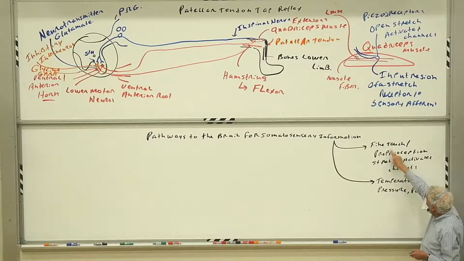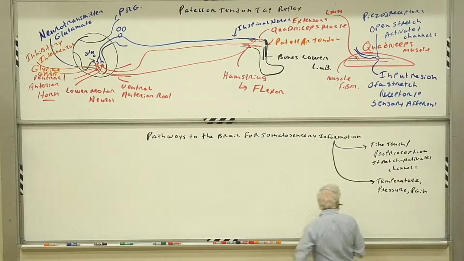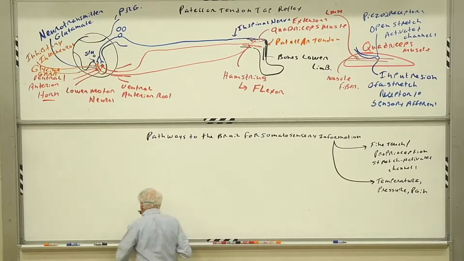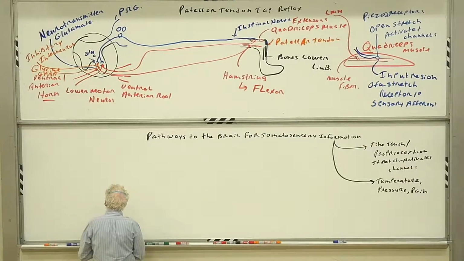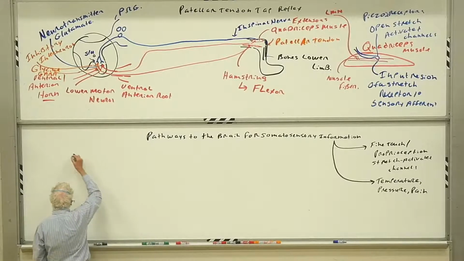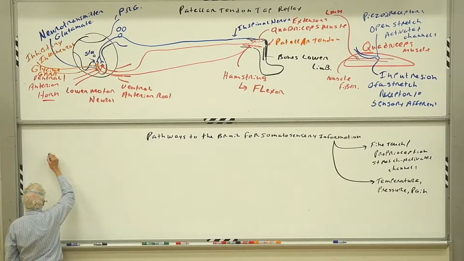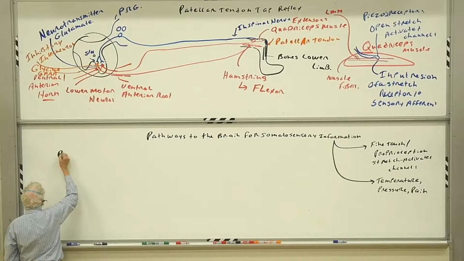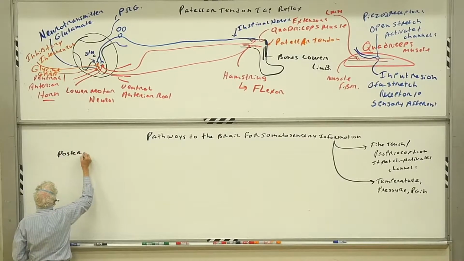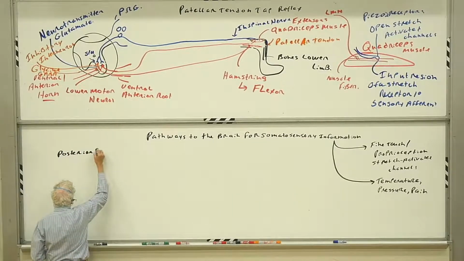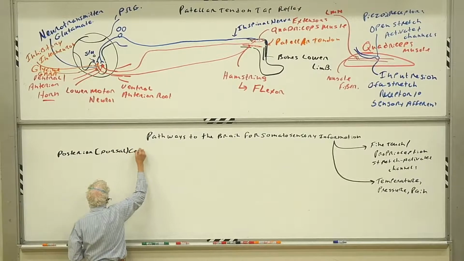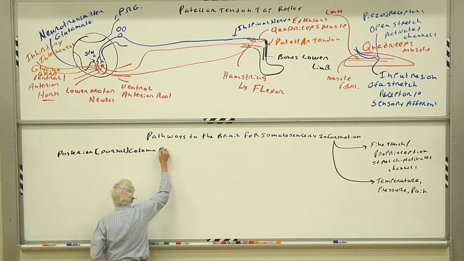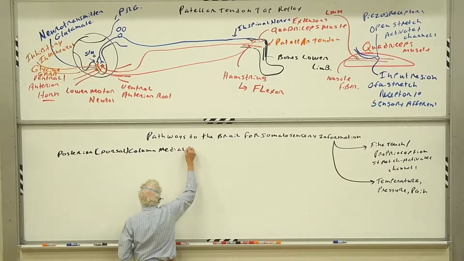This is going to be the pathway for fine touch and proprioception. So let's draw the spinal cord. And we're first going to follow a pathway known as the posterior or dorsal column medial lemniscus.